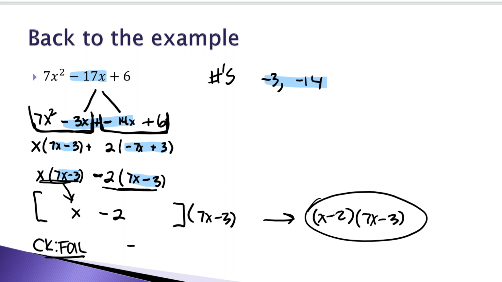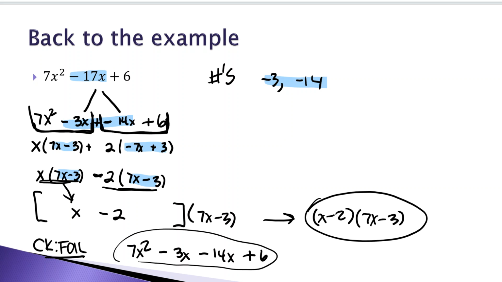So x times 7x, 7x squared. There's my firsts. My outsides, x times negative 3, negative 3x. My insides, negative 2 times 7x, negative 14x. And my last, negative 2 times negative 3 is plus 6. Notice, isn't that exactly what I had up here after I split the B up? And if I simplify it, negative 3x minus 14x is negative 17x. And then my plus 6 at the end. So yep, it all checks out.